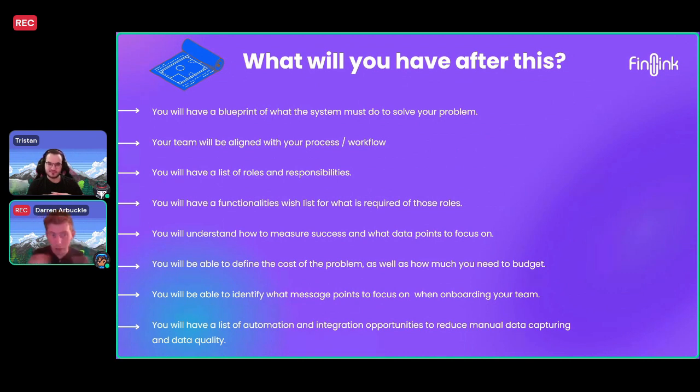So, for instance, you're building a system to improve the way that you're streamlining leads to sales. So, obviously, you need to say, well, how do we know that we're doing that? Well, let's see if we can reduce the quote to cash process, right? How do you do that? That's very easy. You need to know, when did the lead come in? When did they turn into a sale? What is the days between that? And can we shorten it? Right? That could be one. And there's many. Then you're also going to be able to define the cost of the problem as well as how much you need to budget.